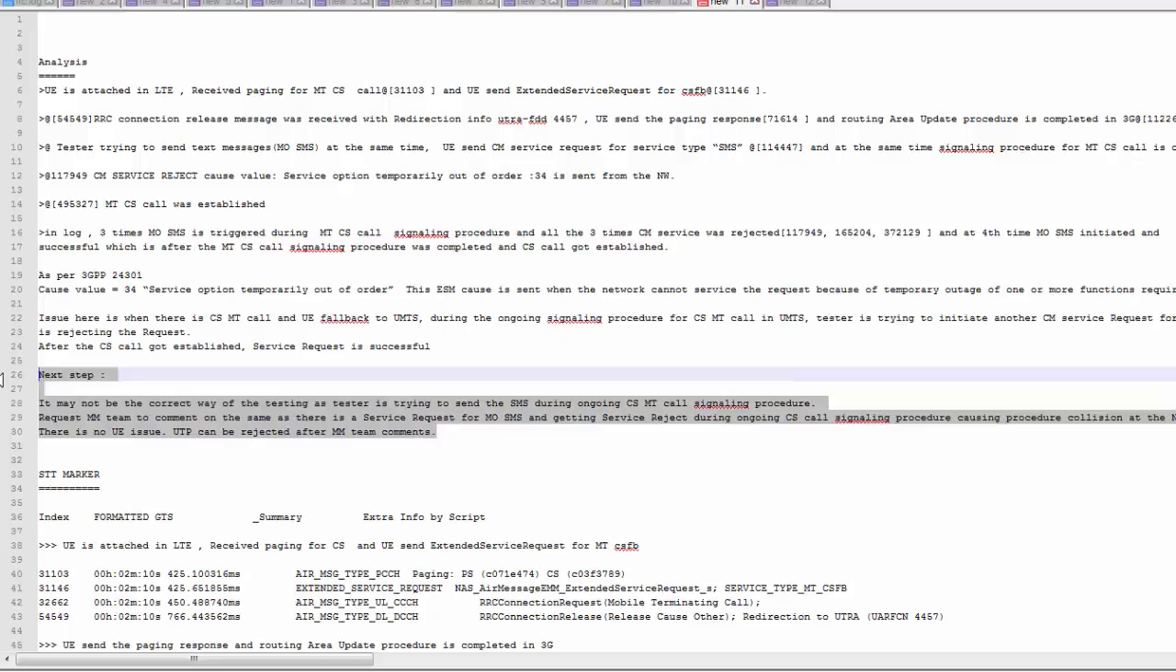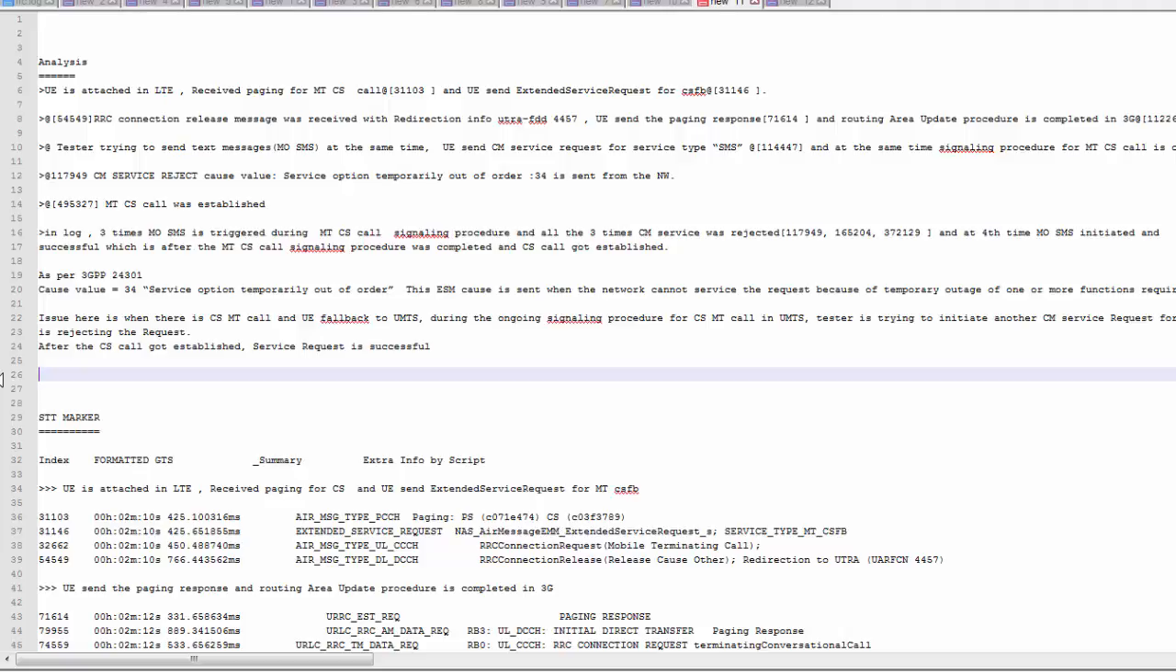What is the next step for that? Now I will come to the conclusion for this issue. Mostly this is an issue on the network side, and I think this test case is wrong, because the signaling procedure is already busy with another service, and at the same time you're trying for SMS. So I think this is not a protocol-wise issue and not a network-wise issue. Whatever test case they have written for this scenario is totally wrong.